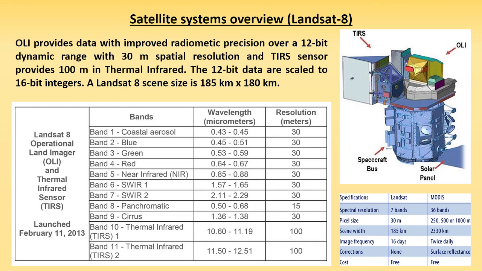Landsat is a continuous long-term satellite program started in 1972. Landsat 8 launched in 2013 and it has two sensors, OLI in visible, shortwave and near-infrared ranges, and TIRS in the thermal infrared range. OLI provides data in 12-bit dynamic range with 30 meters spatial resolution, and TIRS provides 100 meters in thermal infrared range. A Landsat 8 scene size is 185 kilometers by 180 kilometers.